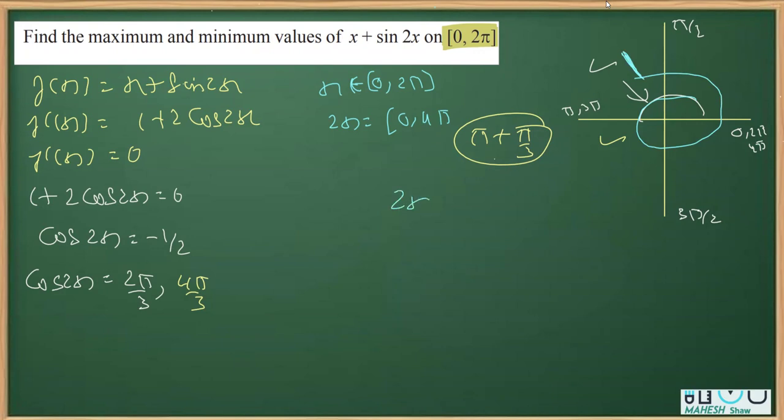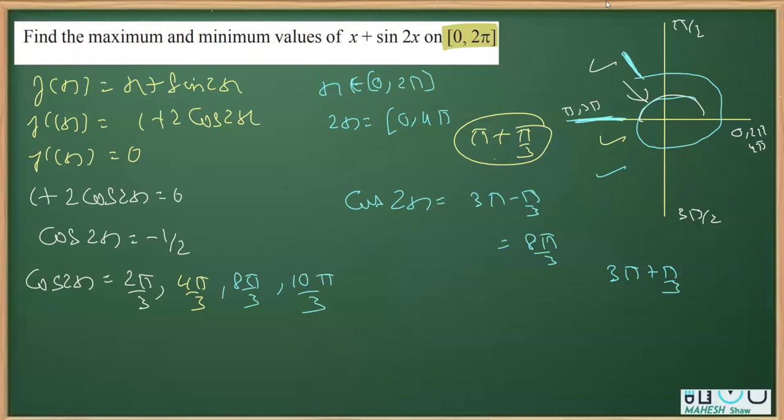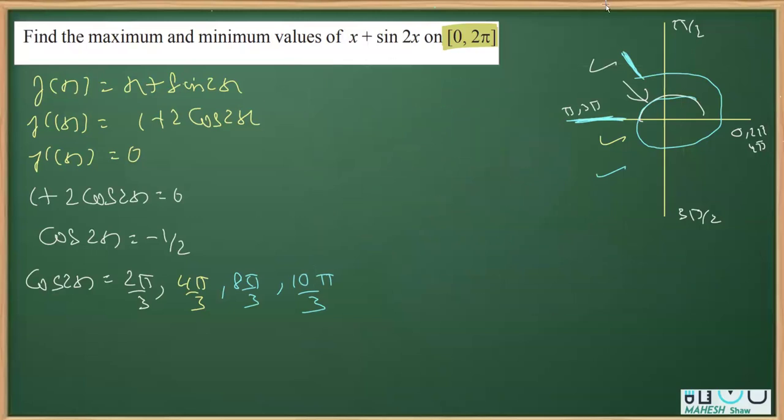So here 2x is going to be 3 pi minus pi by 3. So this is 9 minus 1, that is 8 pi by 3. So we got here 8 pi by 3. Similarly, in this quadrant where cos is negative, this should be written as 3 pi plus pi by 3. So that is 9 plus 1, 10 pi by 3. Now we got these angles here. Now let's proceed with the next part of the working.